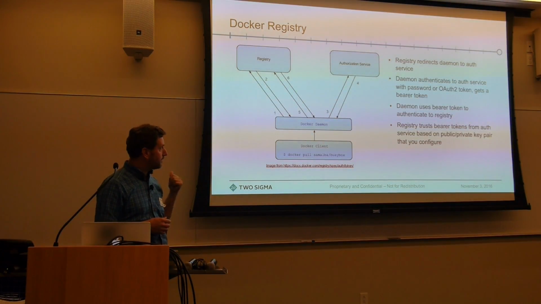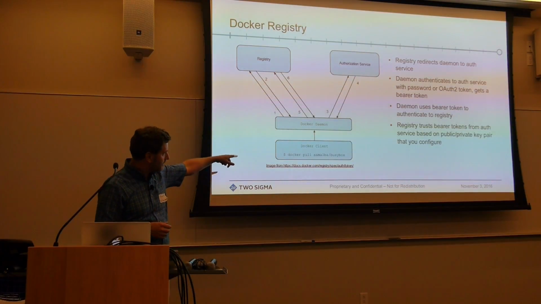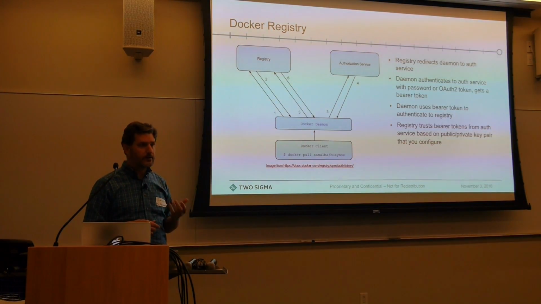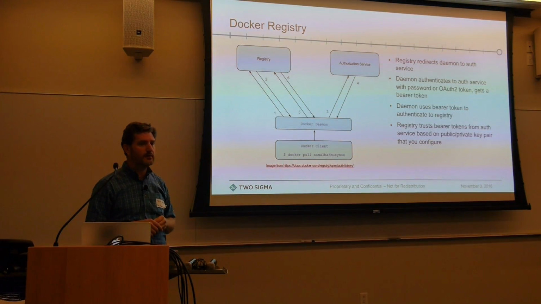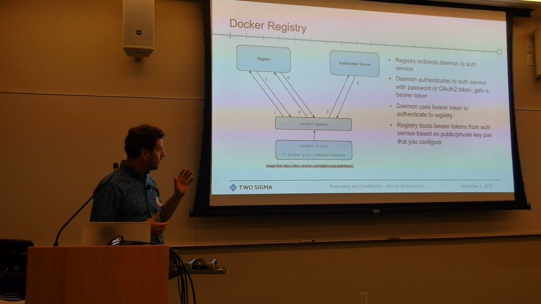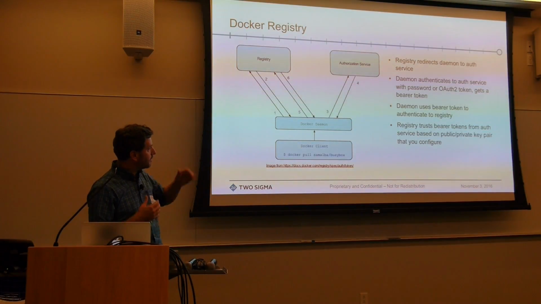So this image is from Docker's documentation, this link down here at the bottom, and it shows the authentication and authorization flow. I didn't quite explain this. So the registry, one of the things it supports is an external authentication and authorization service. They refer to this as a token service because what that service issues to you is a JWT token, this token. So let's say you wanted to use this external service.